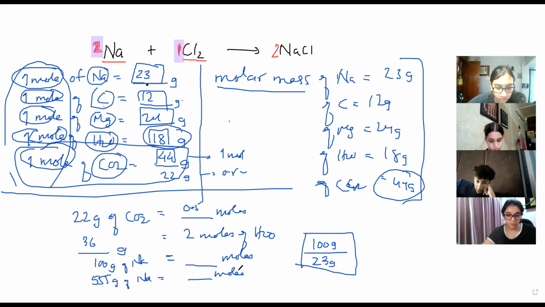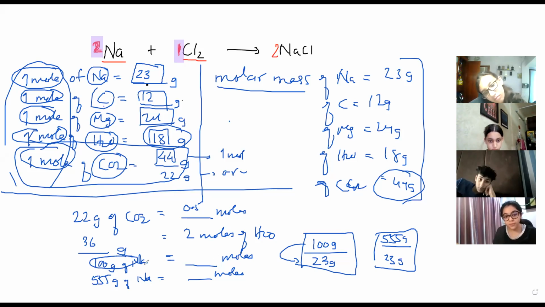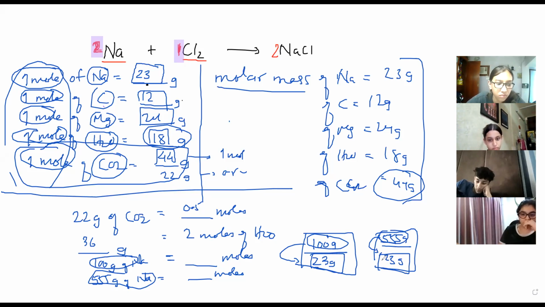Tell me, how did you arrive at that answer? 555 upon 23 grams. Okay. So you see here that when the mass of sodium was 100, I divided 100 by 23. When the mass of sodium was 555, I divided 555 by 23. So every time the mass changes, the numerator value changes. In the numerator I write the mass, and the denominator value remains the same, 23 grams.